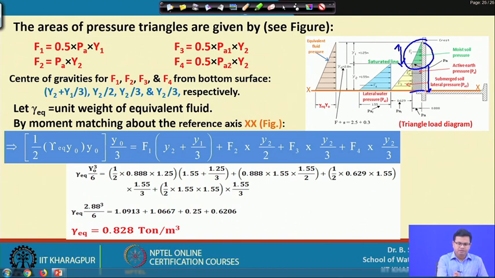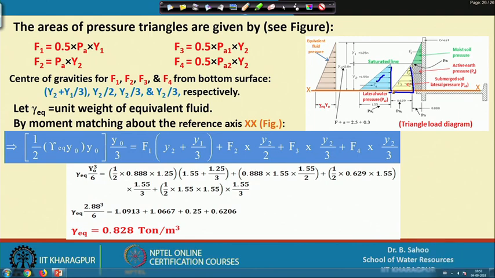Similarly, for F 3, the base is P A 1, that equal to 0.629, and height is y 2. So, this height is y 2. So, it will be half into P A 1 into y 2. Similarly, for F 4, the base is P A 2. So, that is 1.55 ton per meter square you have estimated, and the height is also y 2. So, once this area are known, so you can estimate what are the pressure forces.